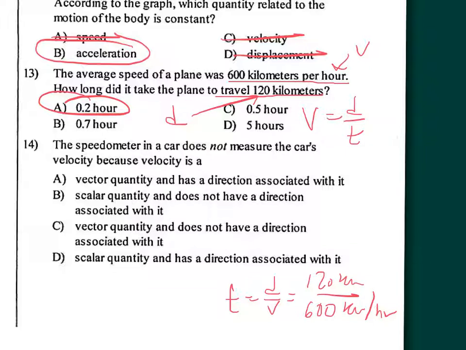The last question on this page, the speedometer in a car does not measure the car's velocity because velocity is a vector, so we can get rid of choices B and D, and vectors always have directions, so the best answer there is A.